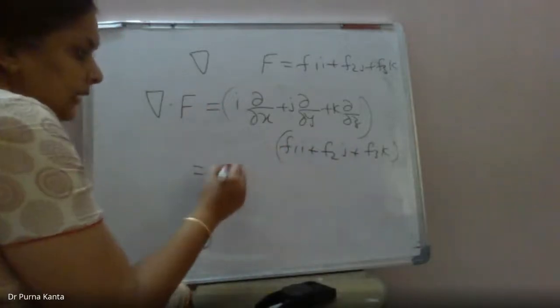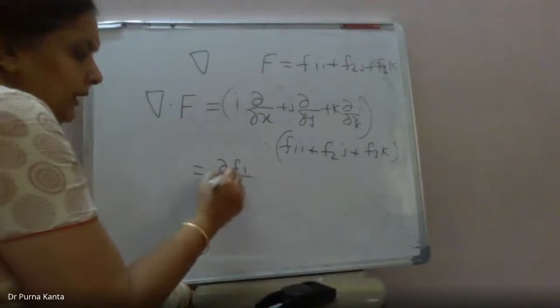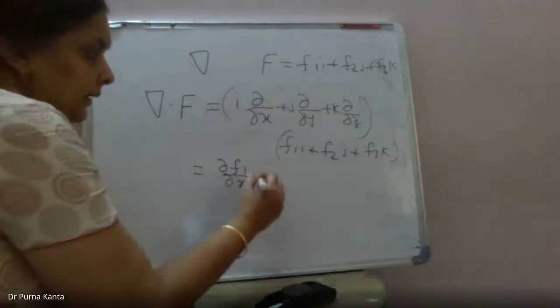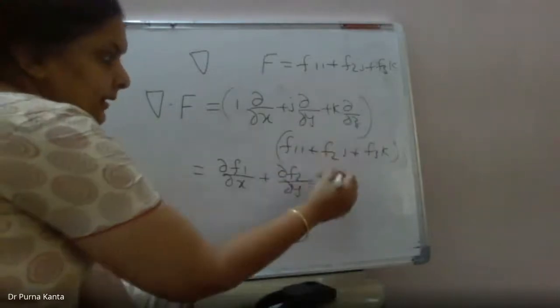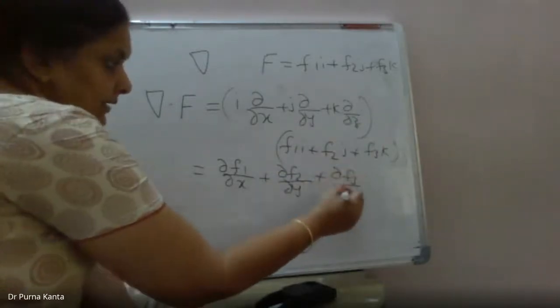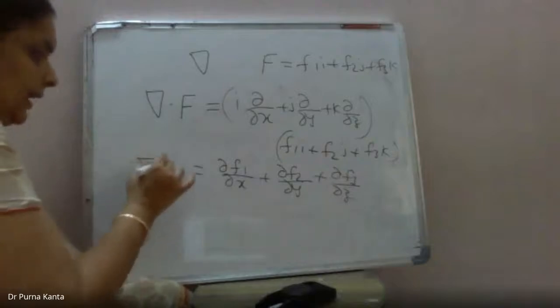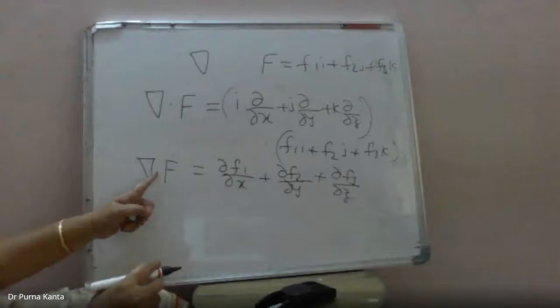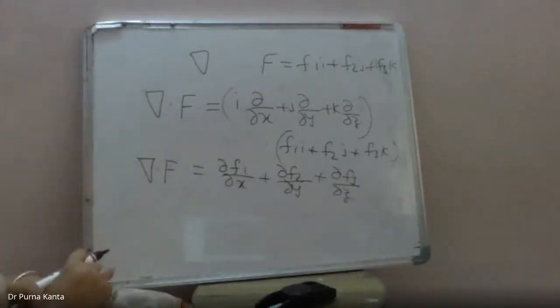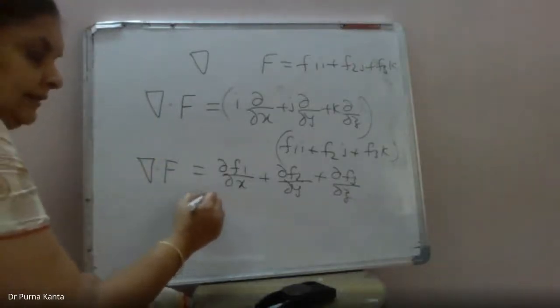i dot i is 1, so dou f1 by dou x. j dot j is 1, so dou f2 by dou y. k dot k is 1, dou f3 by dou z. This is the operator del applied on a vector point function in dot product. This is called as divergence.